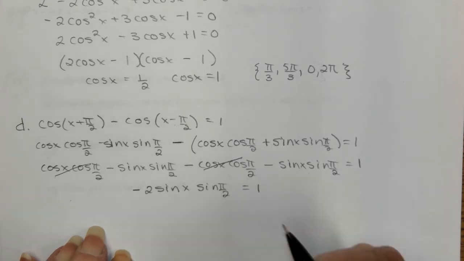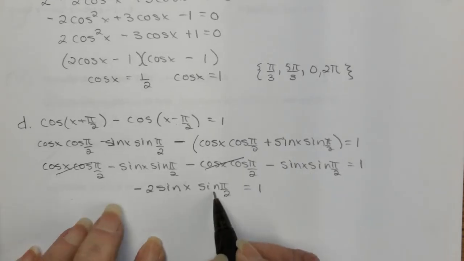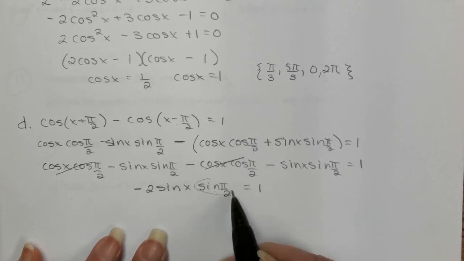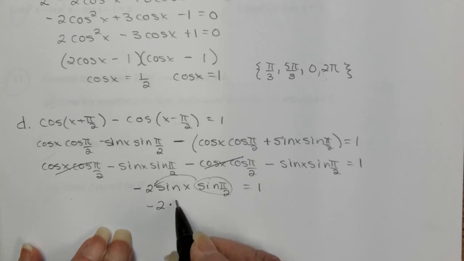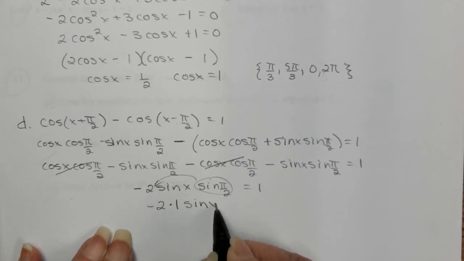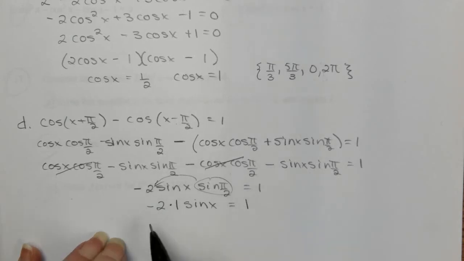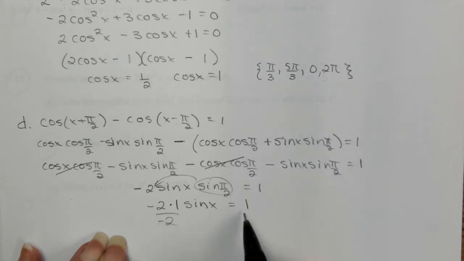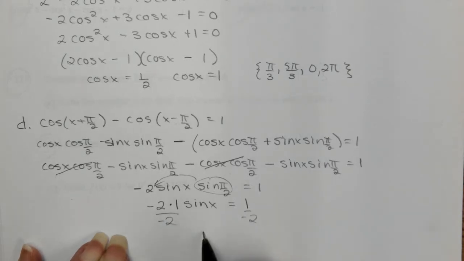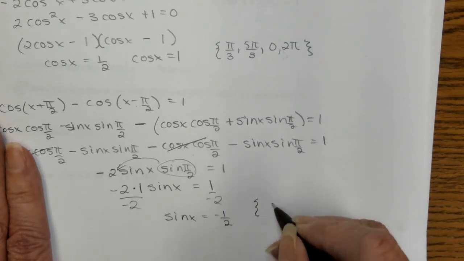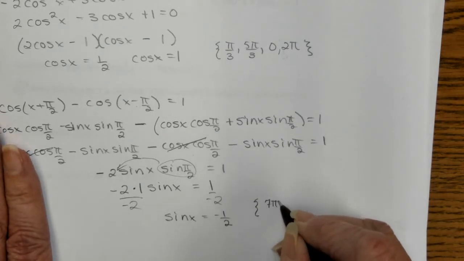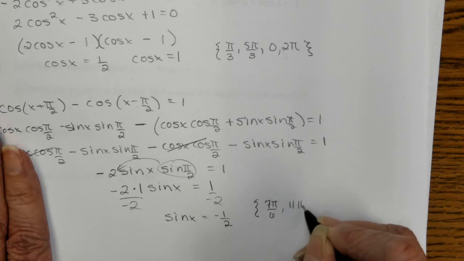Now I know that the sine of pi over 2 is equal to 1, so I'm going to evaluate it and put it right here. So negative 2 times 1 times the sine of x is equal to 1. This is just negative 2, so I'm going to divide each side by negative 2, and I'll have sine x is equal to negative 1/2, and now I'm ready to evaluate that. So sine is negative 1/2 on the pi over 6 family, so it's going to be 7 pi over 6 and 11 pi over 6.